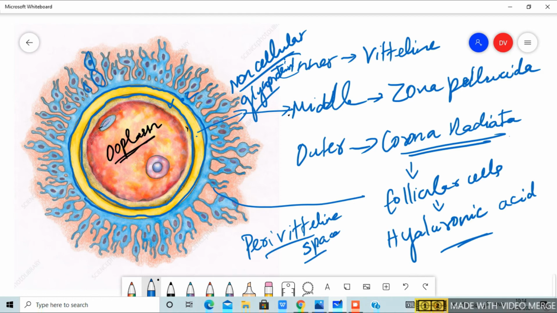Guys, in the oogenesis, we learned that there will be some polar bodies formed, right? So the first polar body of meiosis one actually lies in this space. And of course they degenerate, but they lie in this space. So all these things you have to know regarding the structure of the ovum. Now only a little concept is left, so we will see that as well.